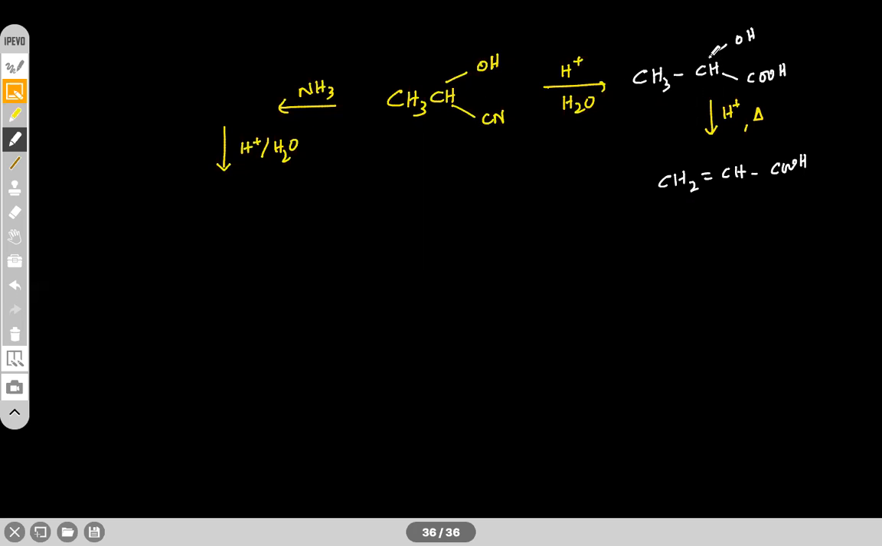Protonates, H2O goes out, positive charge, H plus comes out, we'll get a double bond here between the two carbon atoms.